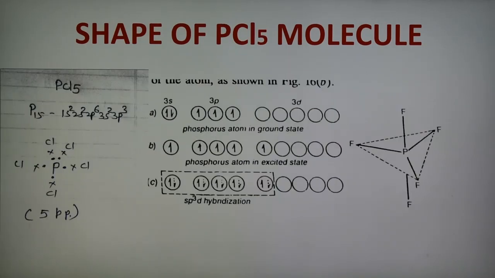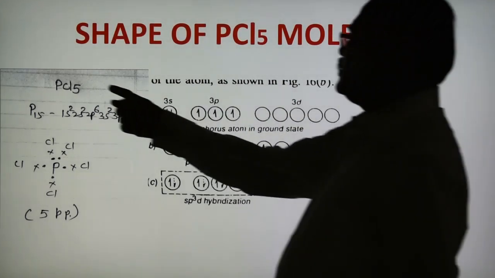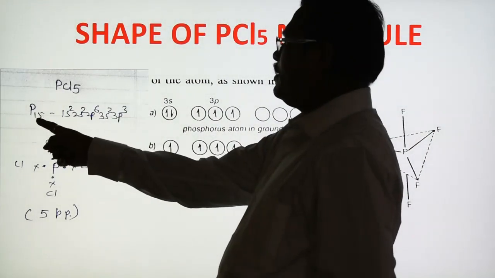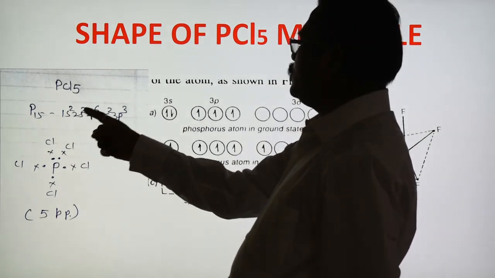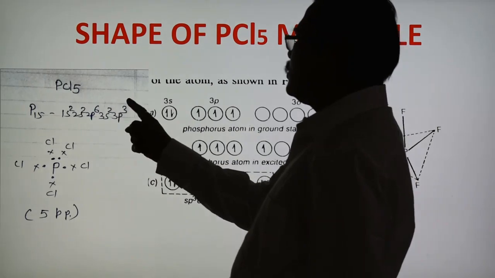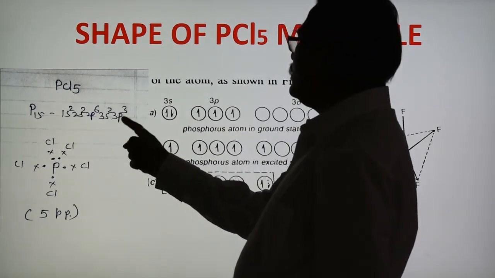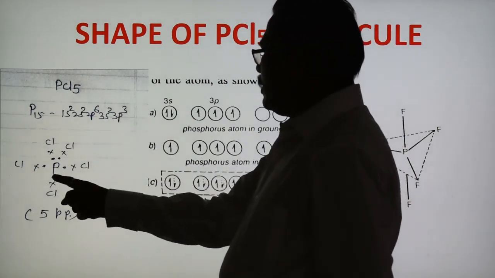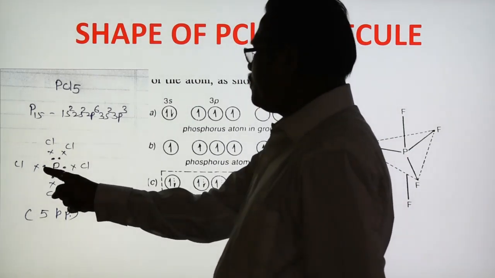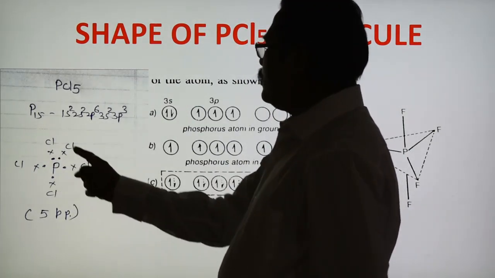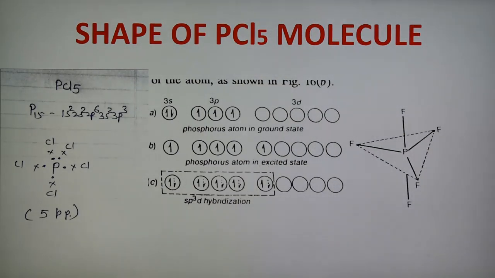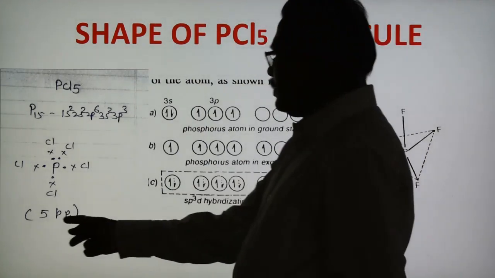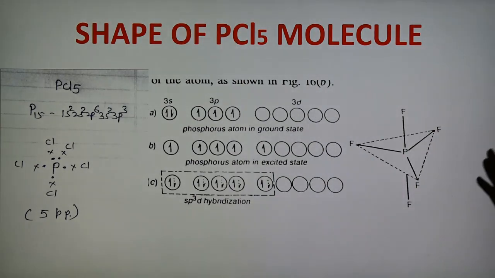And the next example is the shape of the PCl5 molecule. In case of PCl5, the central atom is phosphorus, the atomic number of phosphorus is 15, and the electronic configuration is 1s2, 2s2, 2p6, 3s2, 3p3. So there are 5 electrons in the valence shell of phosphorus. These are the 5 electrons, 1, 2, 3, 4, 5. And 5 electrons of the chlorine overlap, having 5 bond pairs of electrons. So in case of PCl5 there are 5 bond pairs. All are bond pairs. There is no lone pair.